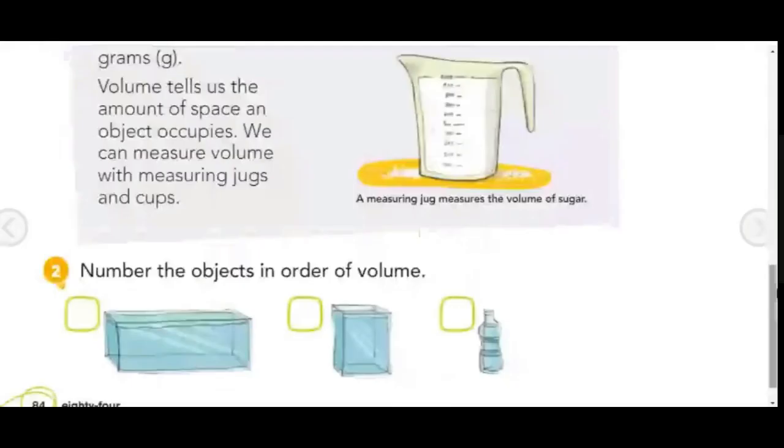It is bigger, smaller, or medium. So number one for the object that has the smallest volume. The second one, the next one, and the third one, the biggest one. Look at the three objects and write numbers from 1 to 3 in order.